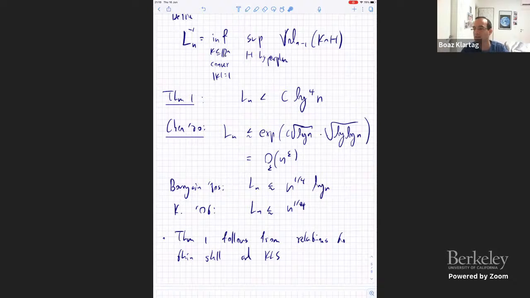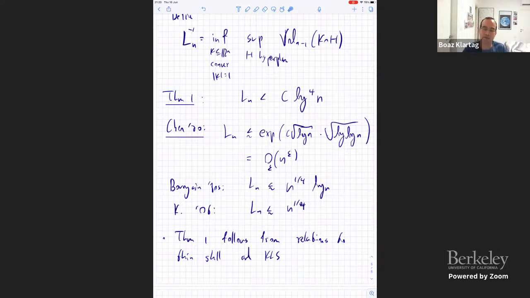And all of them gave n to the quarter. And people thought that, well, maybe n to the quarter is the right thing. The natural counterexample was something like some convex set of matrices in dimension n squared. In dimension n squared, root of n is some natural scale you see in random matrix theory.